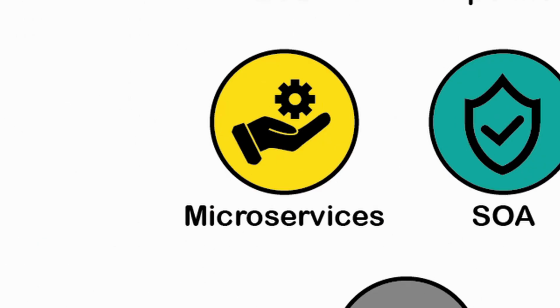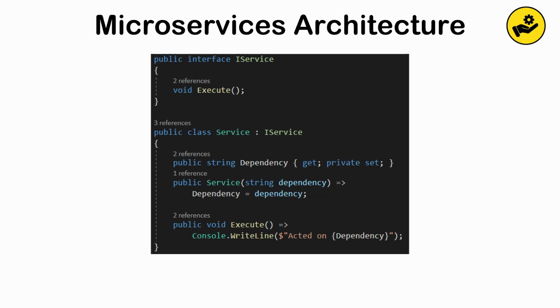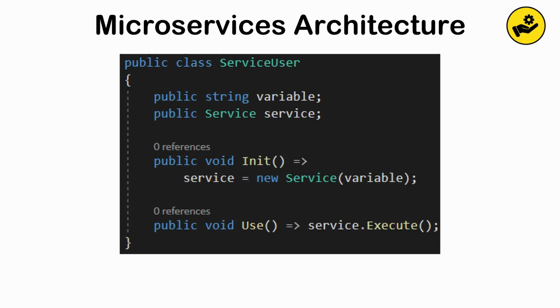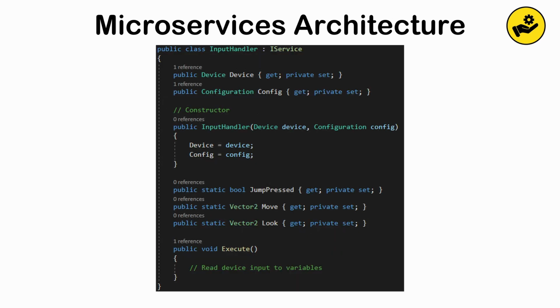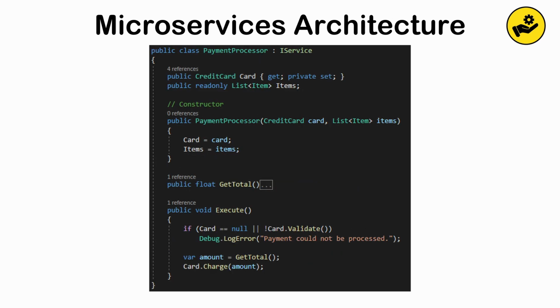Microservices architecture. A service is a unit of functionality, or a component that performs a specific task. Services are generally self-contained and responsible for doing exactly one thing. Services are generally only called upon as they're needed. For instance, a service in charge of input handling, or a service that processes payments.